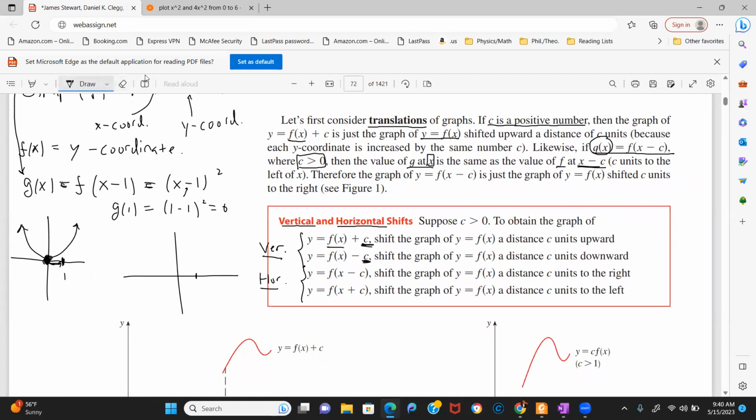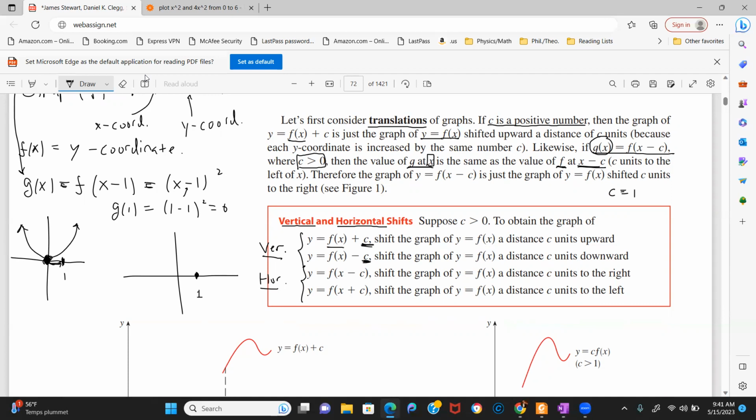So when you plug in 1, in order to evaluate g of 1, remember, as it says here, to get the value of g at x, so g at 1, and we're taking c to be 1 also, you have to take x minus 1, or 1 minus 1, and evaluate it as f. But we know that f of 0 is 0.